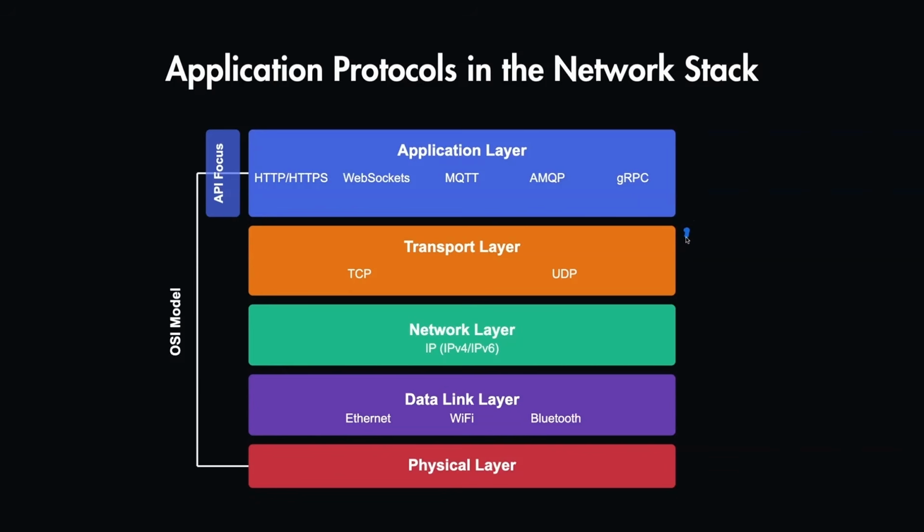But we don't know yet about this transport layer, which includes TCP and UDP. So in the next lesson, we are going to discuss this layer and understand which of these transport layers, whether TCP or UDP, is the best choice depending on the API that we are building.